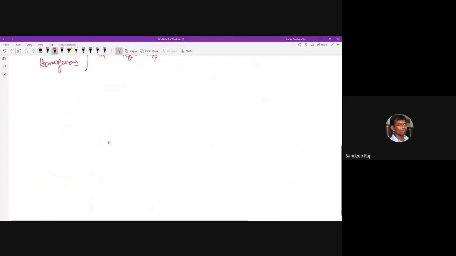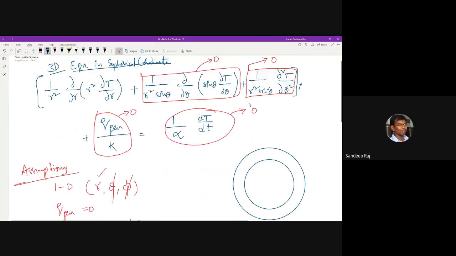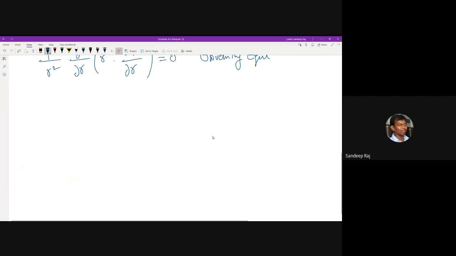So your governing equation will be 1 by r square into dou by dou r of r square into dou T by dou r is equal to 0. This governing equation is representing the spherical coordinate case here. Everything is gone here except the first term, and that first term is equated to 0. That is your governing equation.